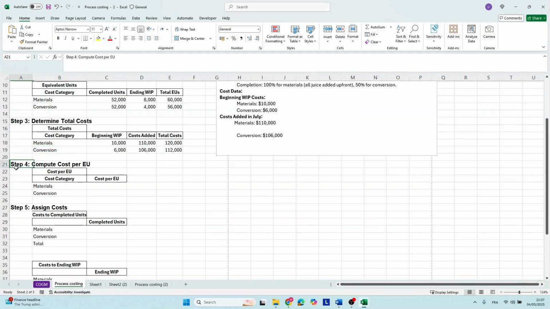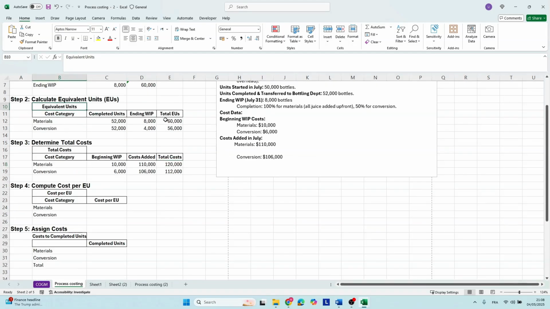Step number 4 is to calculate the cost per equivalent unit. We need to calculate for material and conversions. And here we got all the information that helps us to calculate. So we get the total costs, and the equivalent units for material and conversions. So you divide the materials cost by the total equivalent units, and you get the cost per equivalent unit of $2.